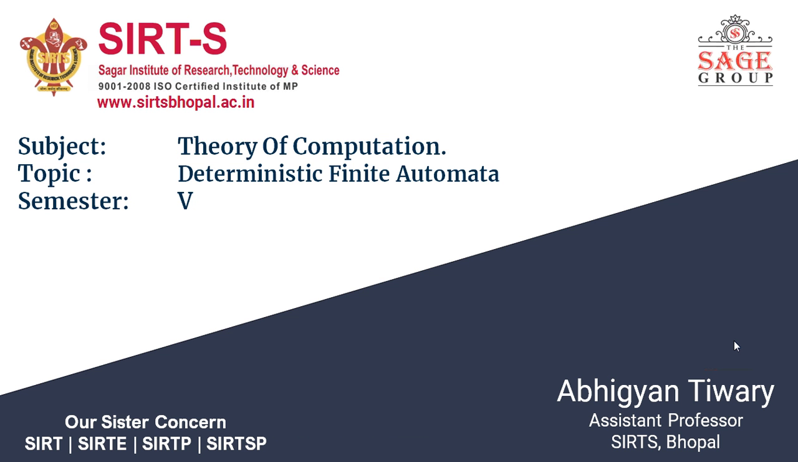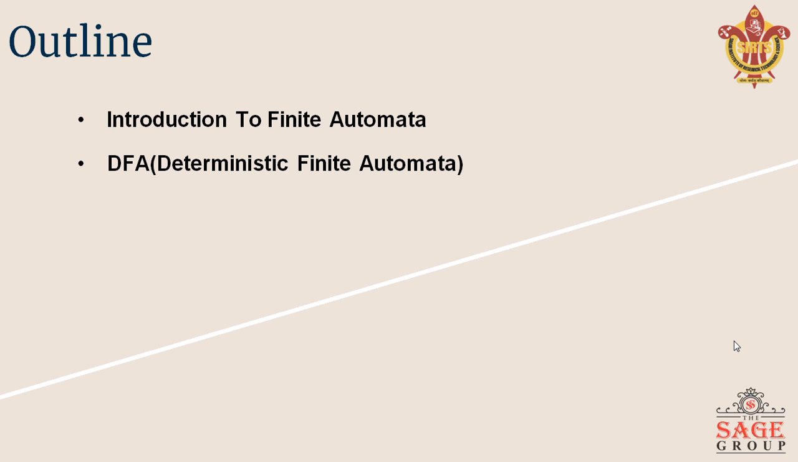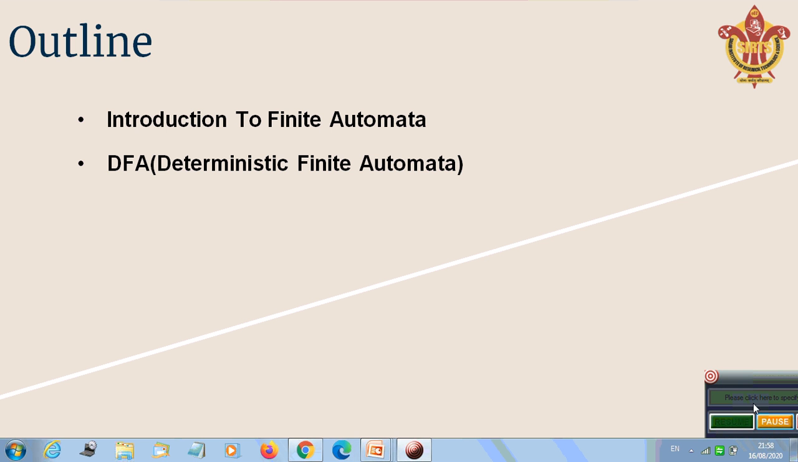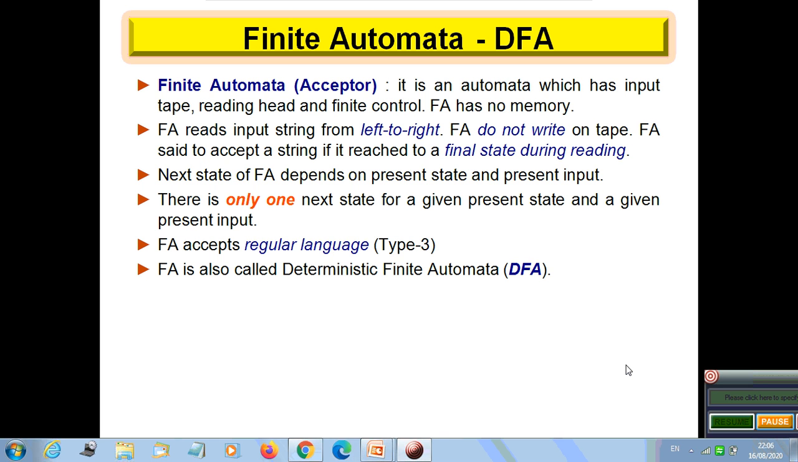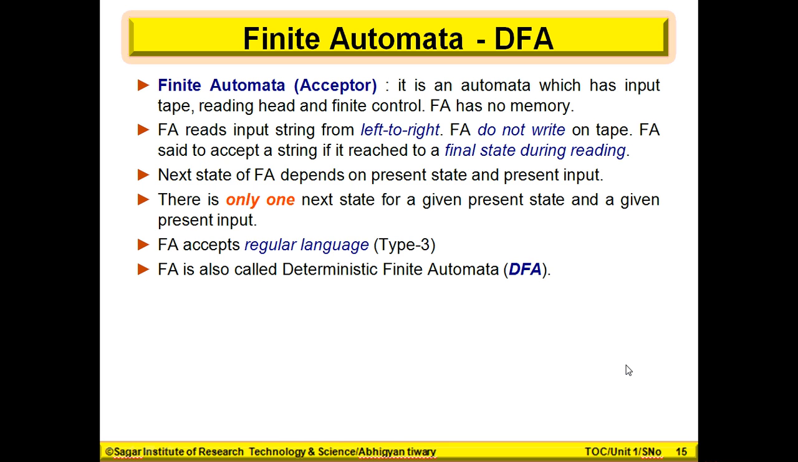Today we are going to learn deterministic finite automata. We are going to uncover this topic, Introduction to Finite Automata and Deterministic Finite Automata, also known as DFA. My dear students, we are going to see this finite automata, which is known as Acceptor. I will let you know why it is known as Acceptor.